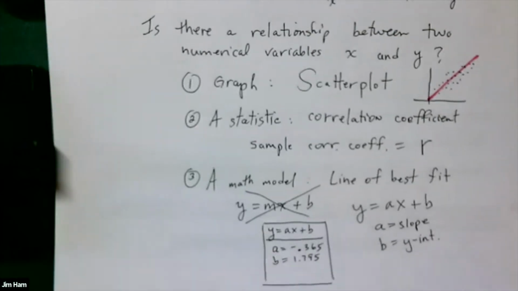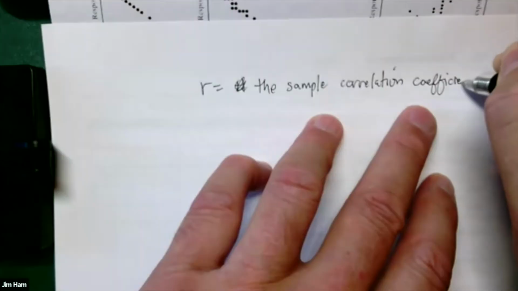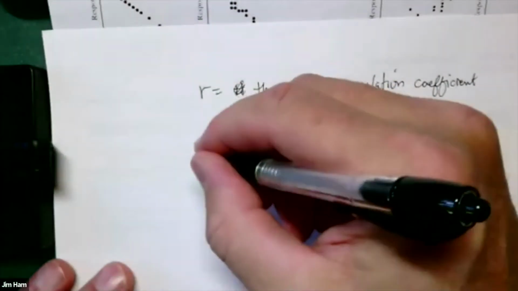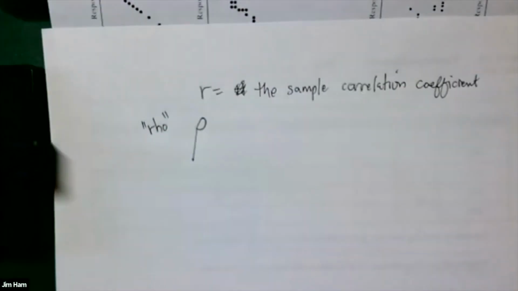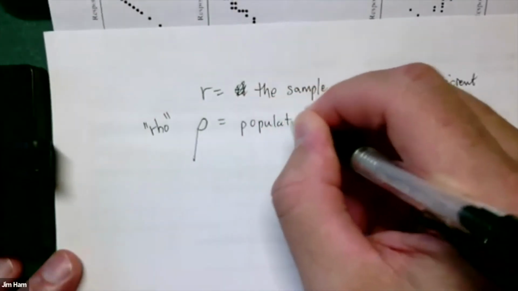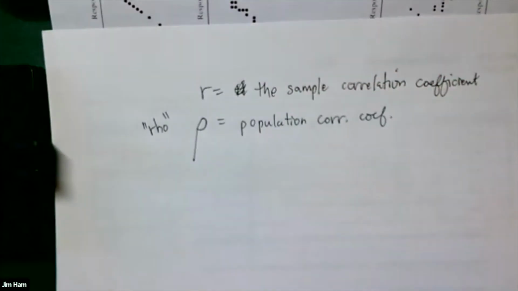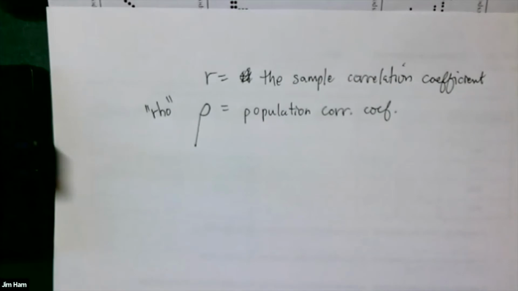So let me talk about the correlation coefficient. By the way, we don't talk much about the population correlation coefficient, but it's this guy, and we pronounce it rho. It looks like a script P. It's the Greek letter rho. We use Greek letters for population parameters, in this case, the population correlation coefficient. And we may also look at that a little bit later on in the course.